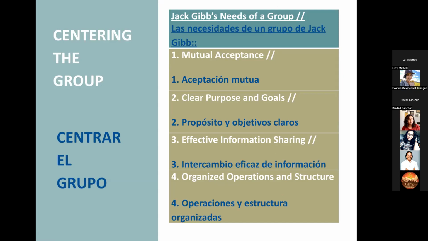So these 4 needs are mutual acceptance, right? The group members need to have mutual acceptance. Number 2, group members need to share a clear purpose and have shared goals. Number 3, there needs to be effective information sharing in that group and among group members. And 4, there needs to be some organized operations and structure that people know how to follow, they know how to participate, how decisions are made, what the processes are, so that they can actually function well in that environment.